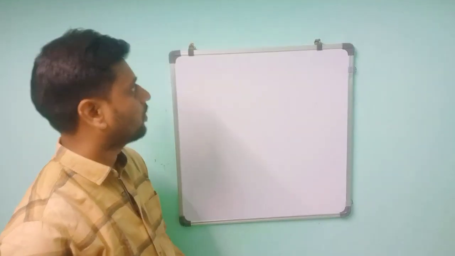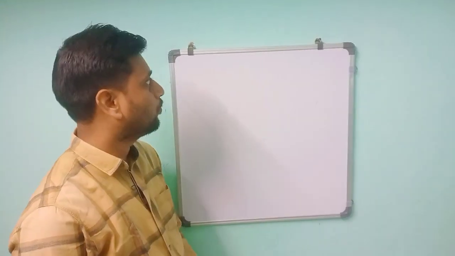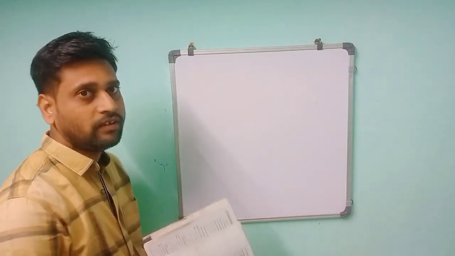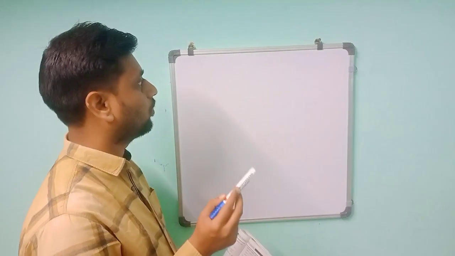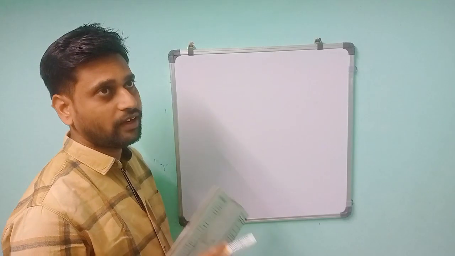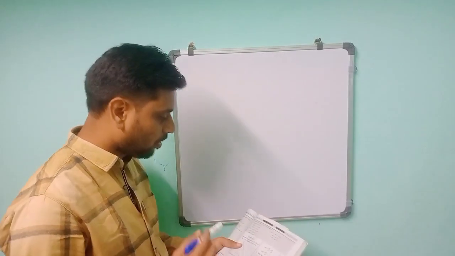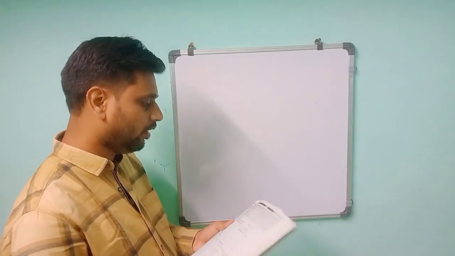Let's start the next topic, trigonometry, based on exercise 10.1. In the last class I took you through the trigonometric ratios of the 6. Based on those 6 formulas, we are continuing this part, trigonometry.